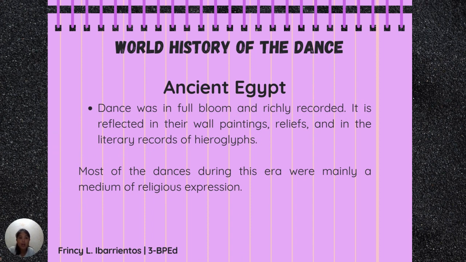Let's continue. The ancient Egypt. So this next period is most of the dances during this era were mainly a medium of religious expression. So it is the same for the classical period where it is for the church, where the dances approved by the Christian fathers if it is holy and profound. And dance was in full bloom and richly recorded. It is just reflected in their wall paintings, reliefs, and in the literary records of hieroglyphs.